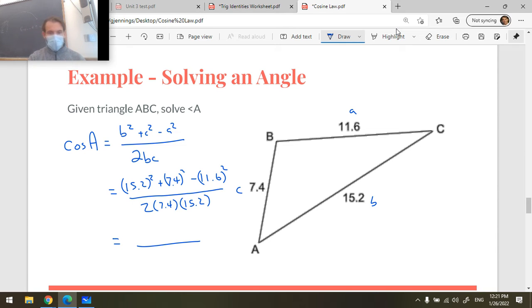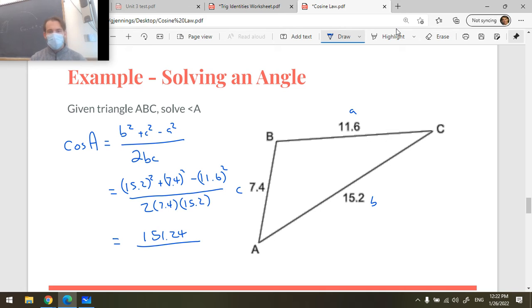I'm going to do 15.2 squared, 231. So as I said, it's close to 225, plus 7.4 squared, so 54, okay, plus, minus 11.6 squared equals 151.24 on top. 151.24. That's just evaluate that and write it down.